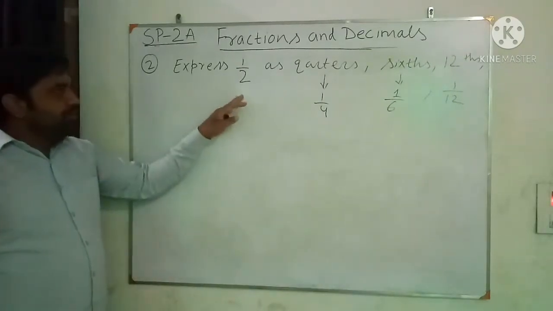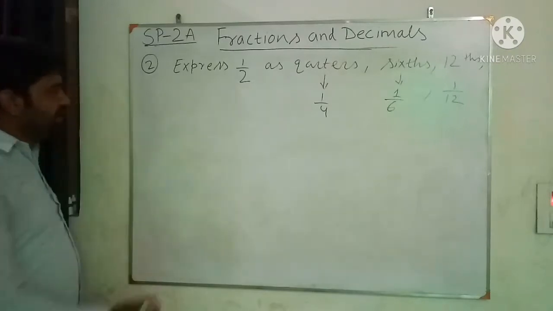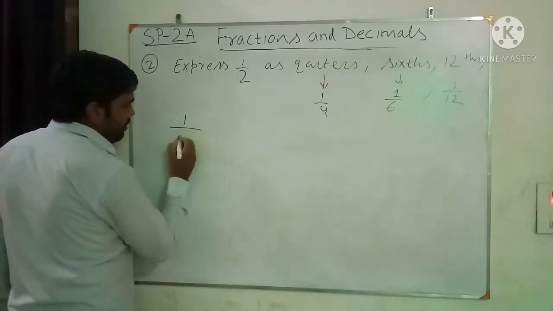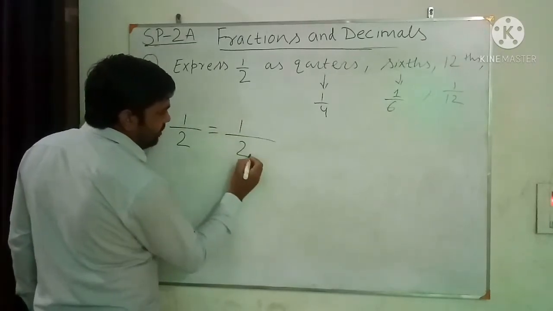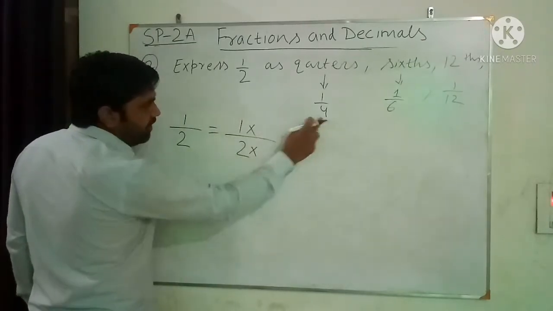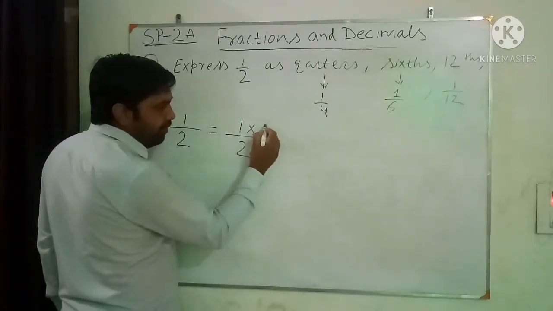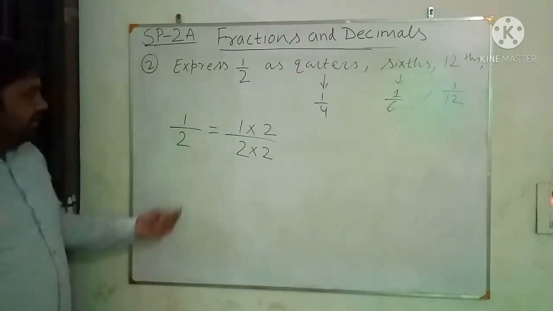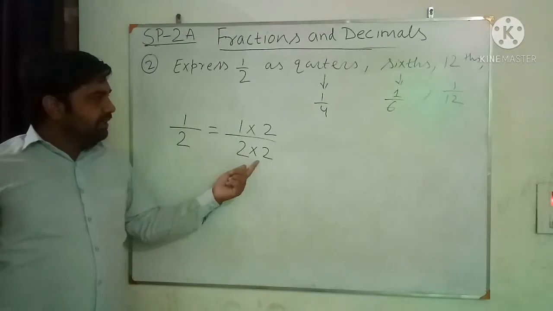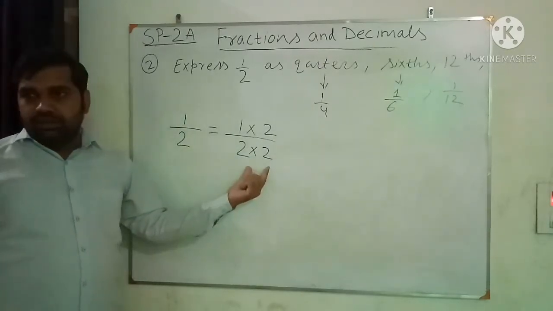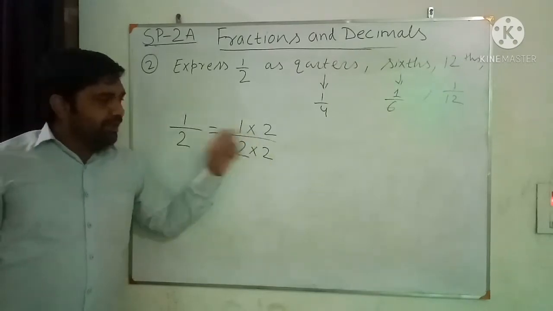So what should you do in this fraction 1 by 2 to get the denominator 4? We have to find its equivalent fraction. What do you multiply by to get the denominator 4? 2 only. 2 twos are 4. So multiply the numerator also by 2. In the fraction 1 by 2, we multiply the 2 by 2 to get 4, so we multiply the numerator also by 2.